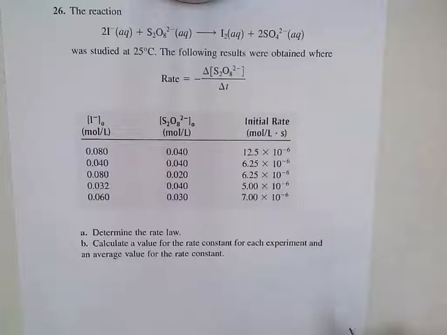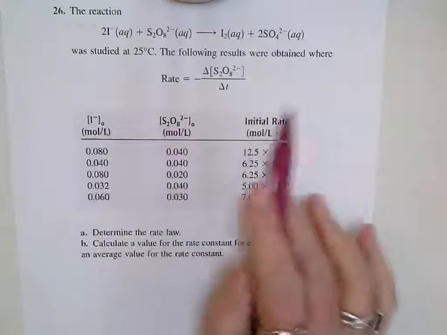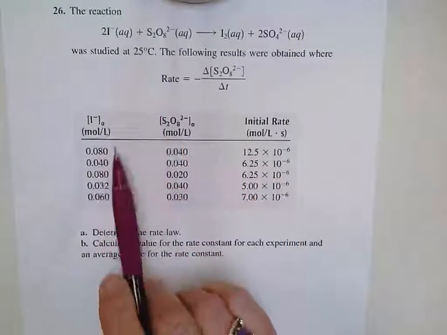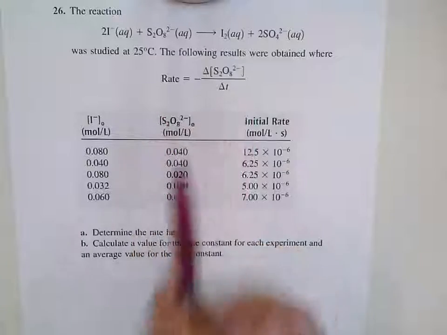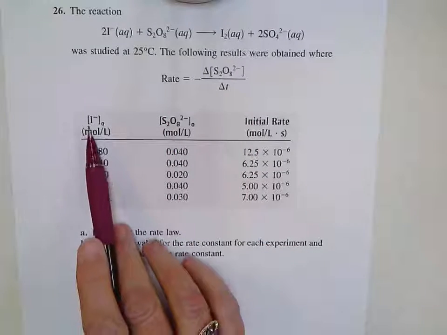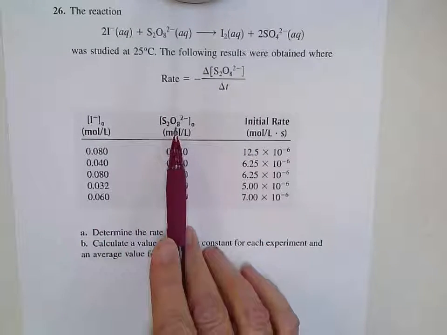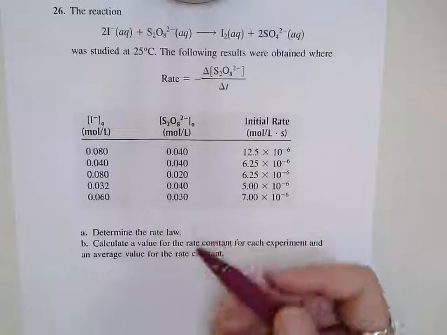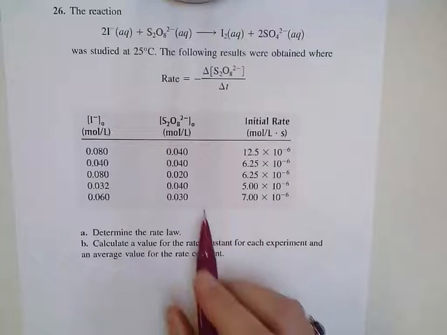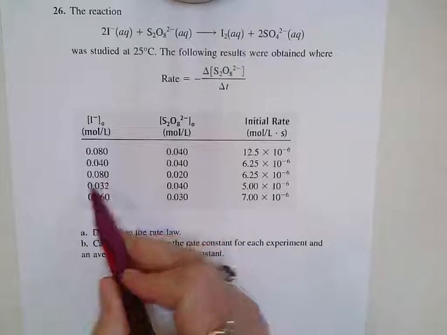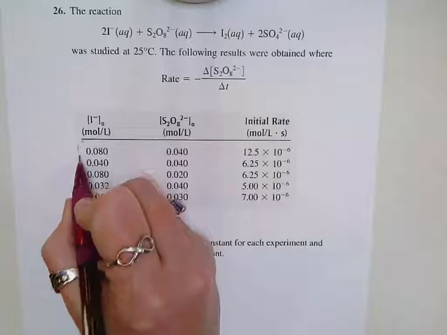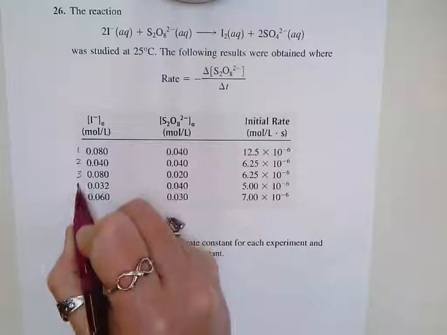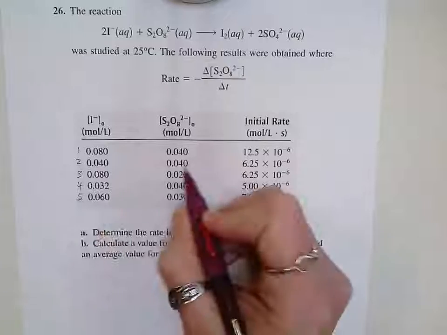Okay, so here's another question, and it says we have this reaction. It was studied at 25 Celsius. It's always 25 Celsius. And they give us a rate, and here's our concentration of iodide and this thiosulfate. So what are we going to do? And you don't need to know the name of that. So I see here in this experiment, I'm just going to number them 1, 2, 3, 4, 5.